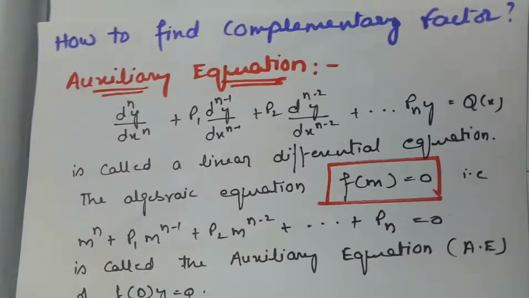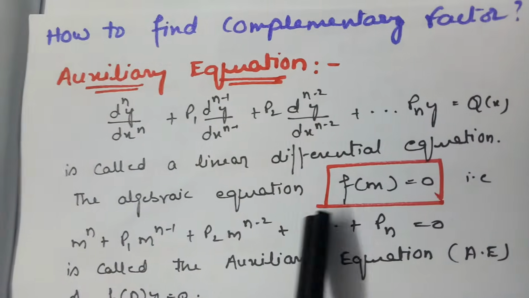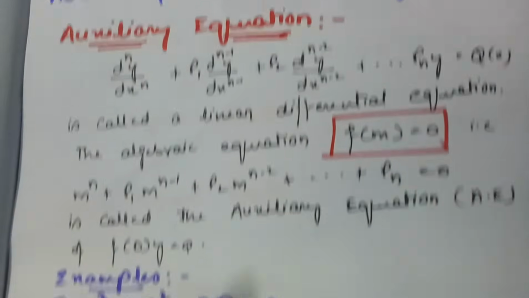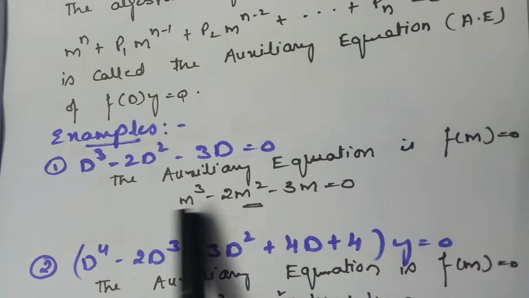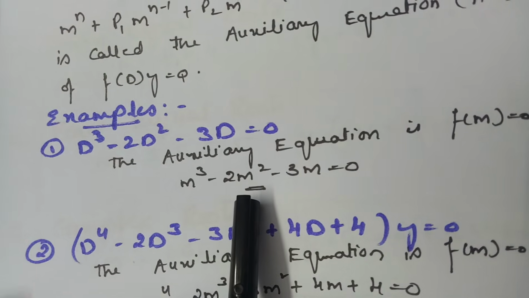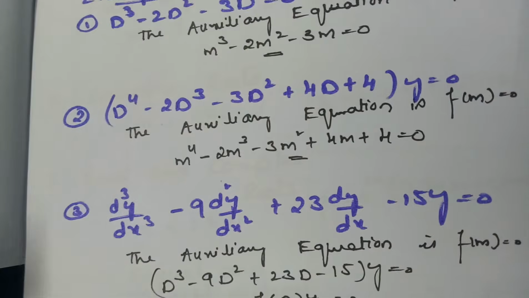To find a complementary factor, first we have to know about the auxiliary equation. What is an auxiliary equation? In place of D we have to replace M, so this will be the equation. We can easily solve it to get the roots. The roots will be different depending upon the question.